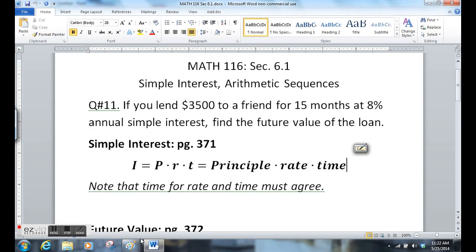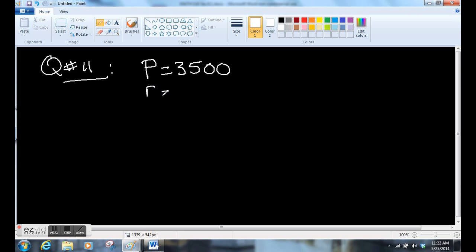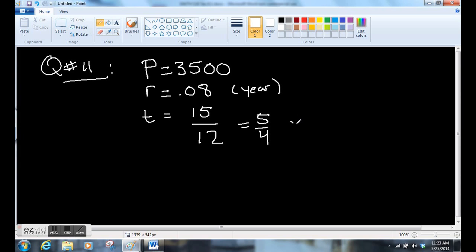Question number 11. I will do it over here. So we're lending a friend $3,500. So in this case, the principal, the amount that is being lent out, is $3,500. The rate is equal to 0.08, and that's annual, so that's in terms of years. And the time is equal to 15 divided by 12, which is 5/4. So it's 5/4 of a year.